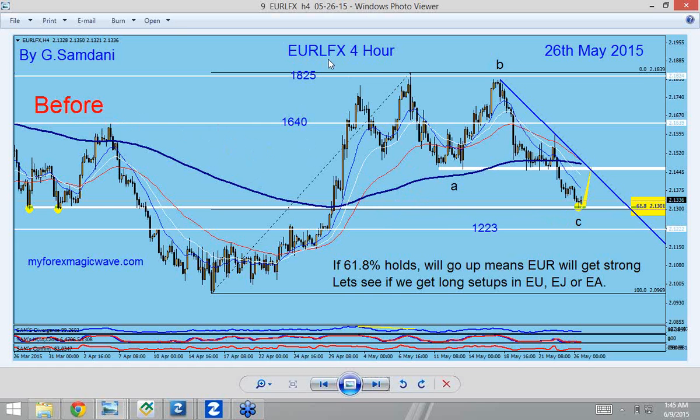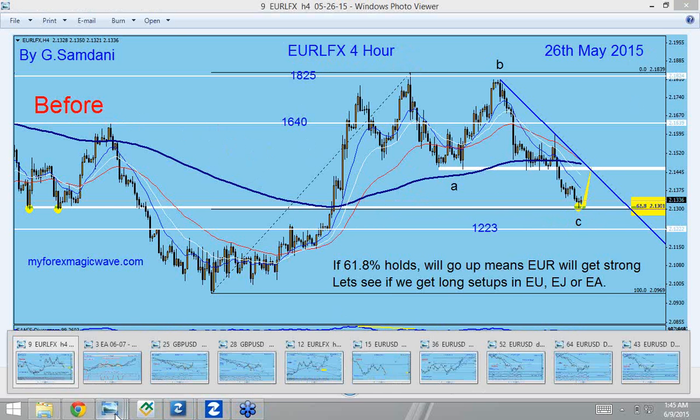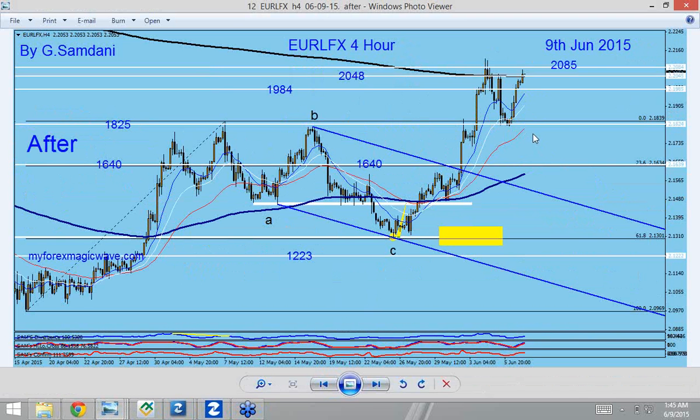This is the Euro Index 4-hour chart. You can see that this is an A, B, C correction, wave 1, 2, and we need to go up for wave 3. So what happened to this analysis of mine is this same chart. Wave 1, ABC correction.